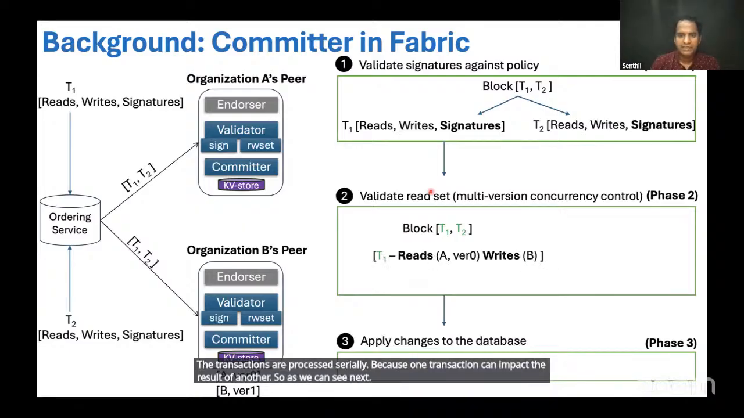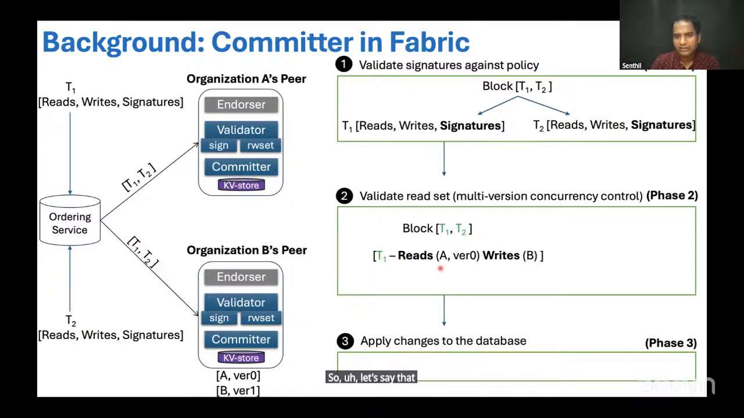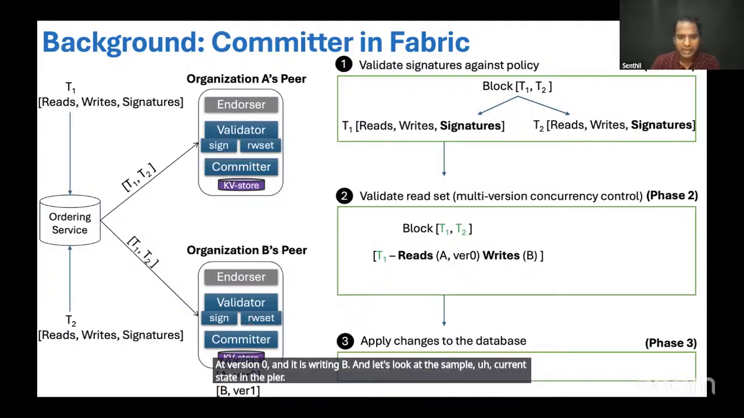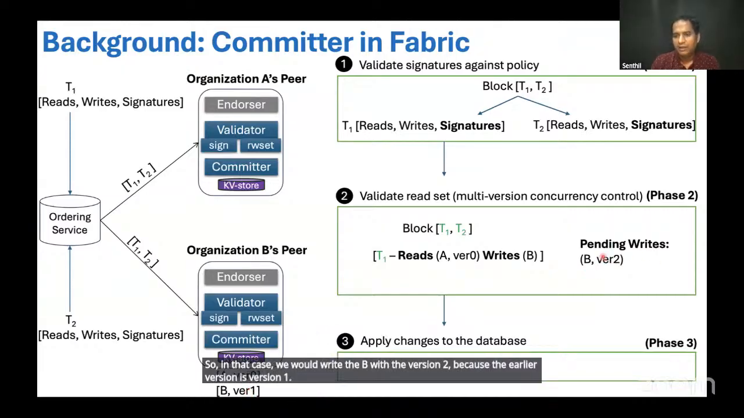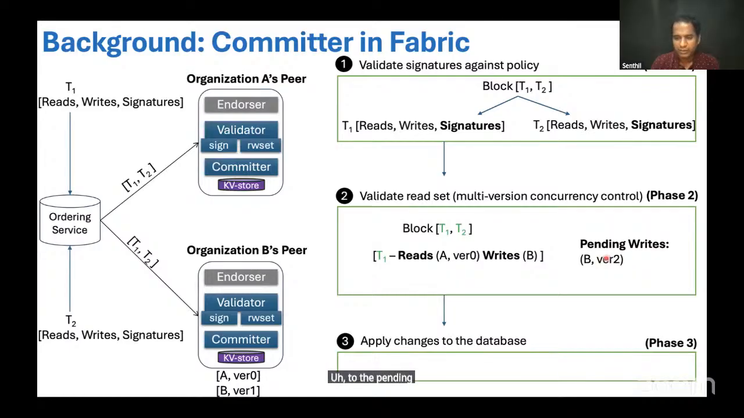Let's say that transaction T1 has read key A at version 0 and it is writing B. Let's look at the sample current state in the peer. A is at version 0, so it means the read is not stale, right? In that case, we would write B with version 2, because the earlier version is version 1, to the pending writes. We don't immediately write to it; that happens in phase 3.